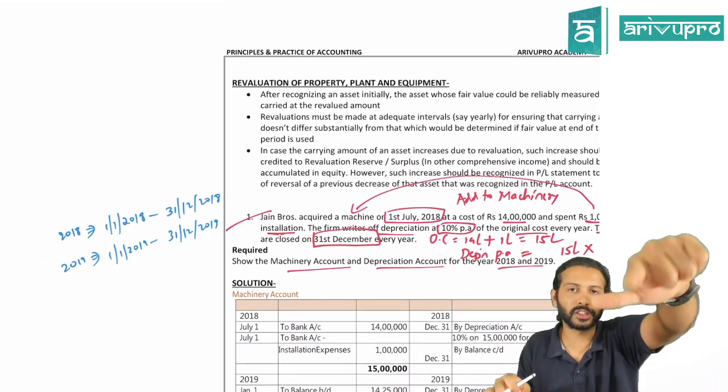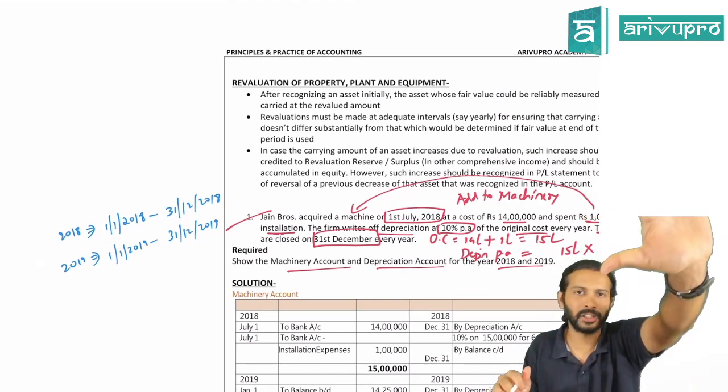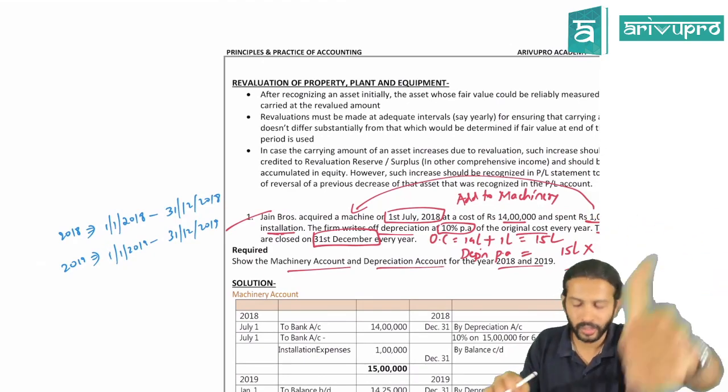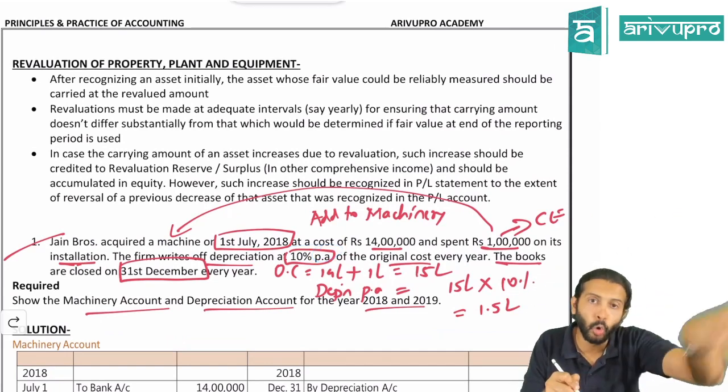I started using the asset only from July, or it's available for use only from July. That means July, August, September, October, November, December. This is 10% per annum. PA means per annum. It's for the whole year.